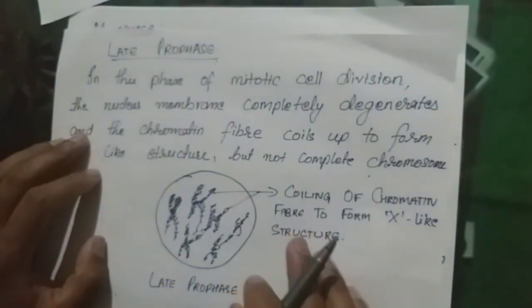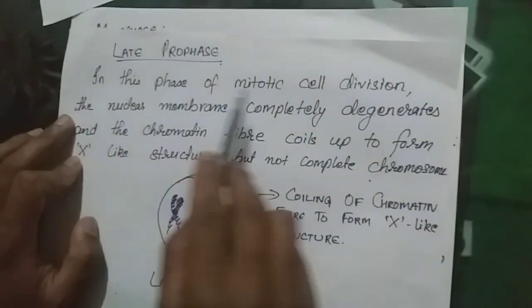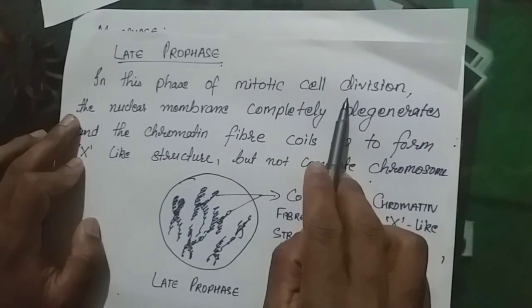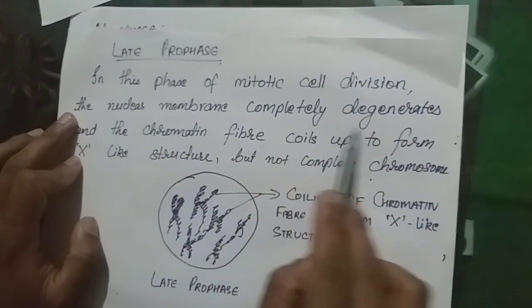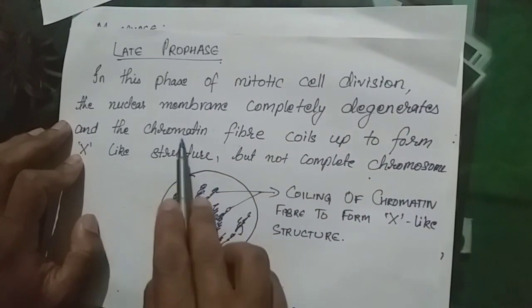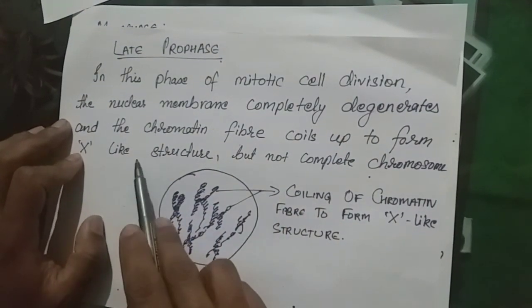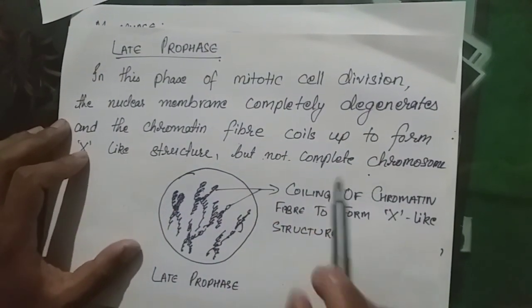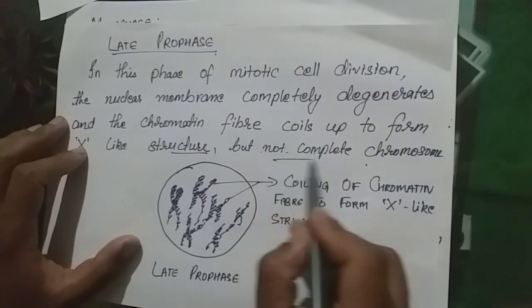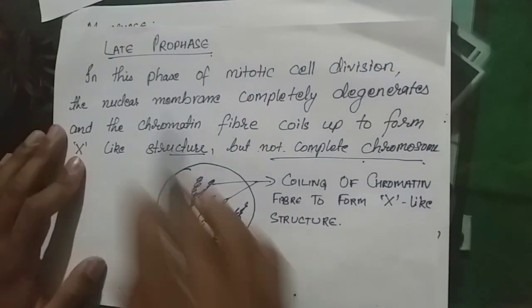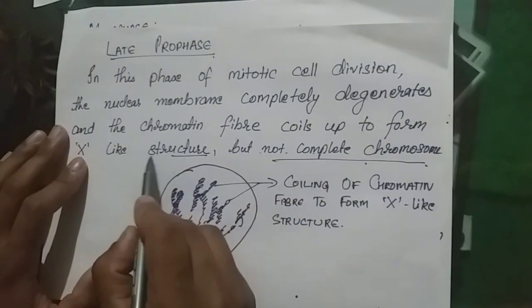Now moving on to the next phase, that is late prophase. In this phase of mitotic cell division, the nuclear membrane completely degenerates, and the chromatin fiber coils up to form an X-like structure but not a complete chromosome. Here there is a line you need to notice.